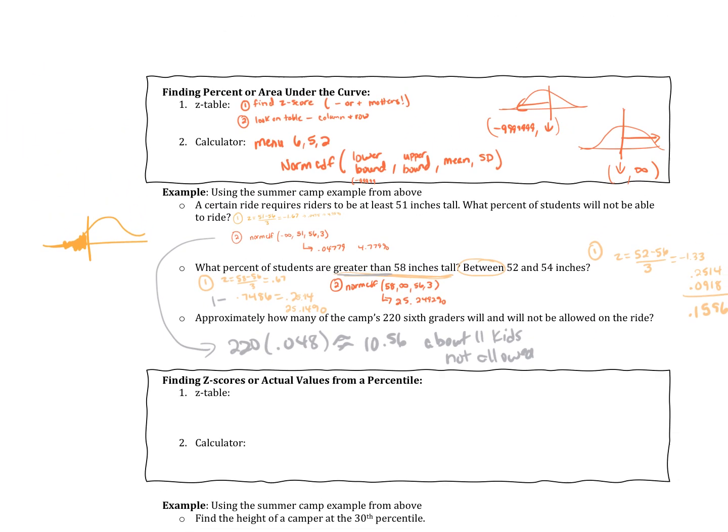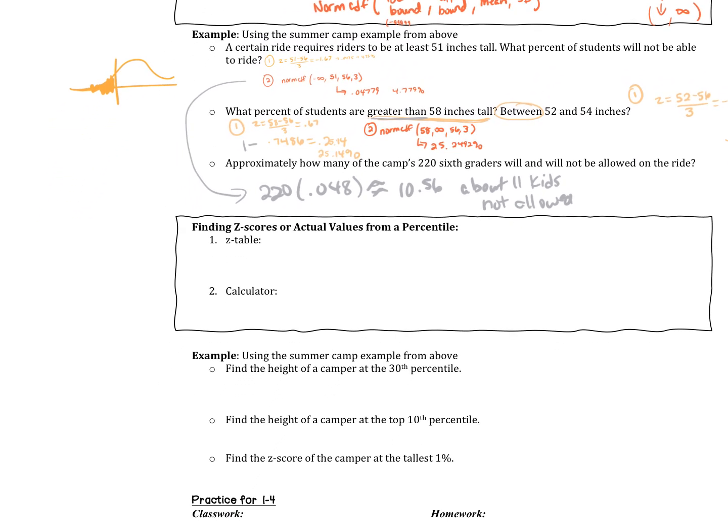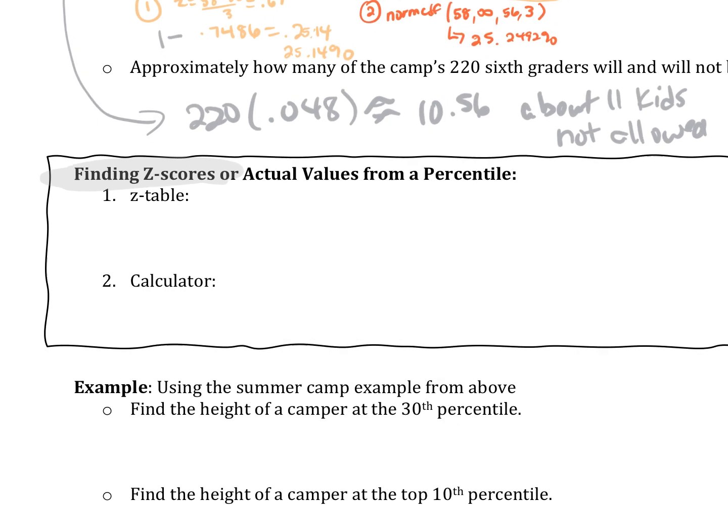Okay. So keep in mind, this is to help find a percent. Now if we want to find a z-score with a table, remember we go to what I call the meat of the table, find the closest percent, and then look for the corresponding z-score. That's the process if we are using the table. If we're using the calculator, it's called inverse norm, so you just have to remember the key sequence for that. So let's talk through these. Finding z-scores or actual values from a percentile.